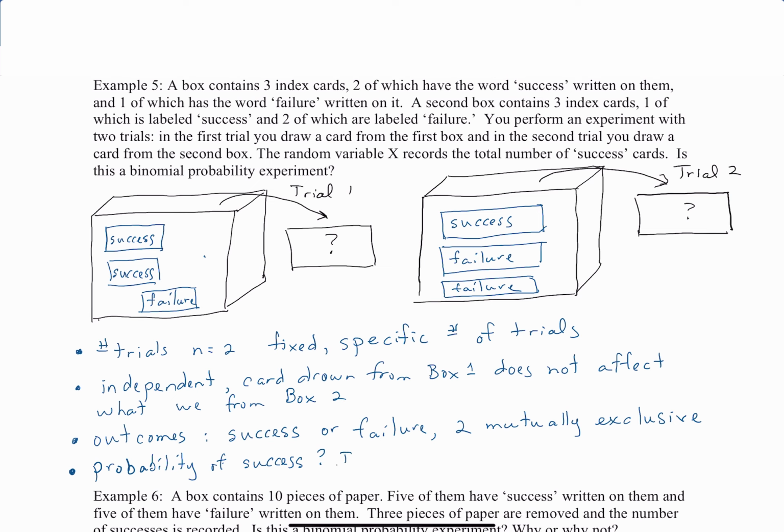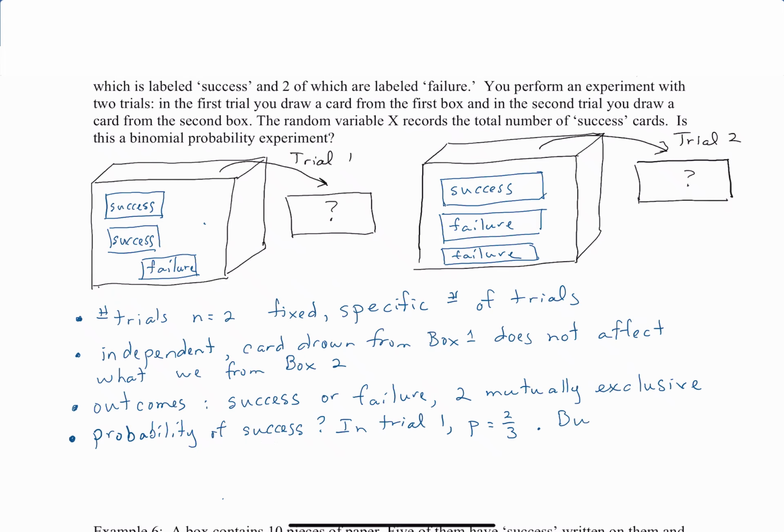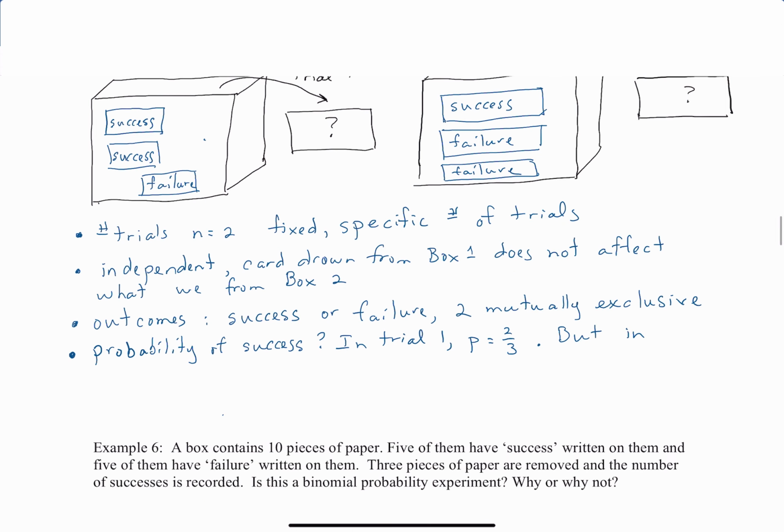Well, in trial 1, the probability of success, there's 2 success cards out of 3, so the probability is 2/3. But in trial 2, the probability of success is different, right? Because when we're drawing from box 2, there's only 1 success card and 2 failure cards. So the probability of success in trial 2 is only 1/3.